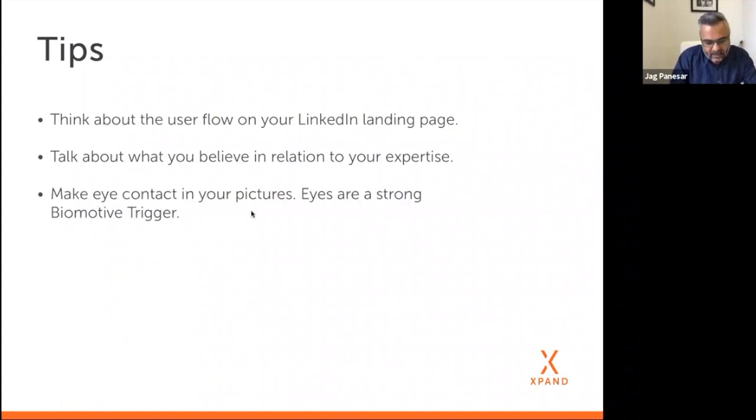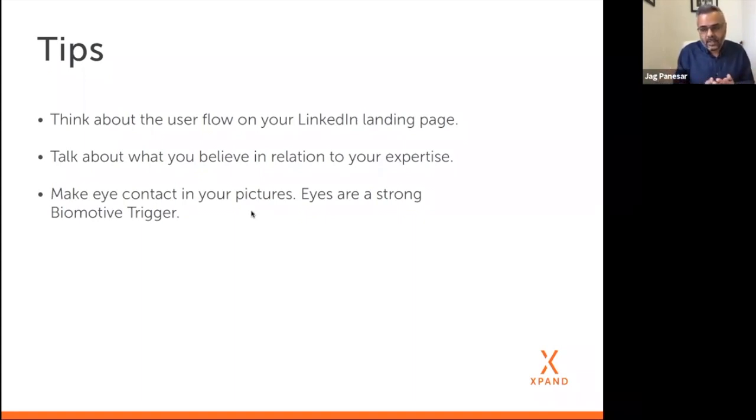Make eye contact in your pictures. Any of the pictures that you saw there were of me looking directly at the camera. Eyes are a strong biomotive trigger. I went to a seminar pre-lockdown put on by a chap called Simon Priest. He's a bit of a branding guru, and he used to run an agency called Elmwood. He specialized in a lot of product branding, and Andrex toilet roll is one of the brands that he worked on.